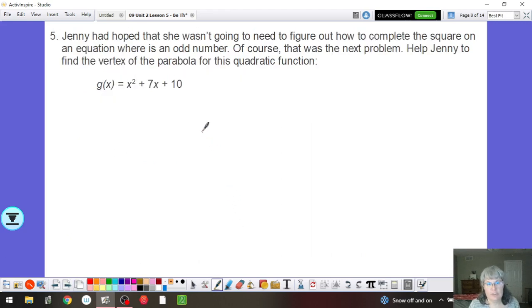Jenny had hoped that she wasn't going to need to figure out how to complete the square on an equation where there is an odd number. Of course, that was the next problem. So help Jenny to find the vertex of the parabola for this quadratic function. So unlike I did with you in lesson 4, I'm going to go ahead and just use decimals with this problem. So we have one block that we need.